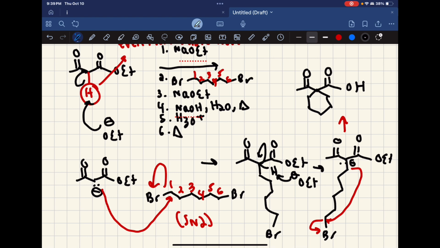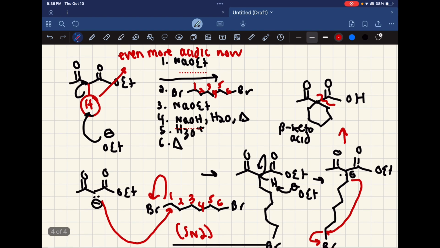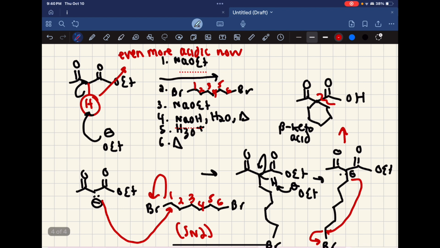Well, heat in step 6, I think you can see where we're going. We have a beta keto acid here. This is exam 1 material again. And we can splice out the carboxylic acid as CO2. We get an enol that tautomerizes back to the keto. So the result is a structure that looks like this.